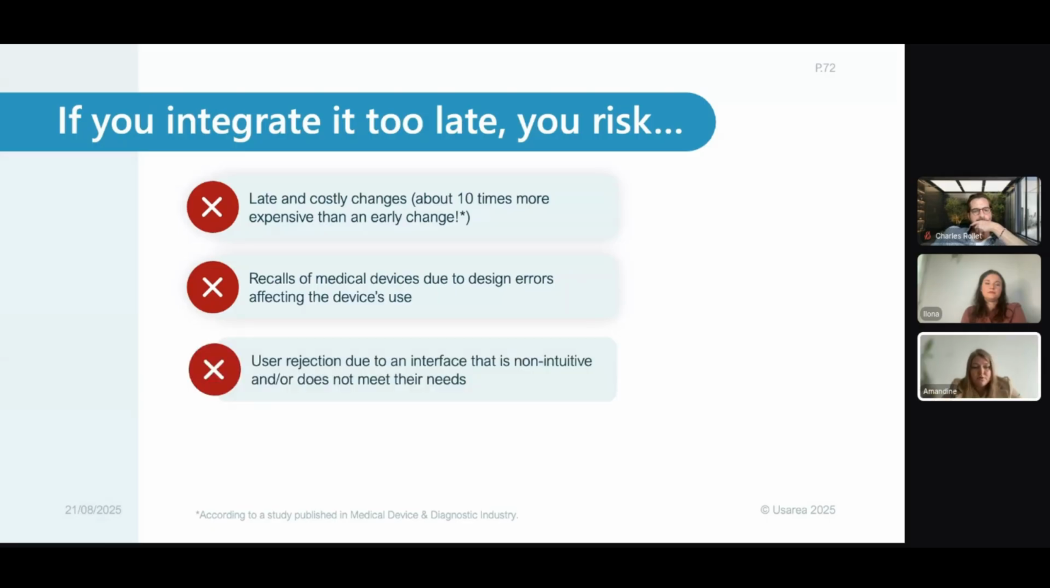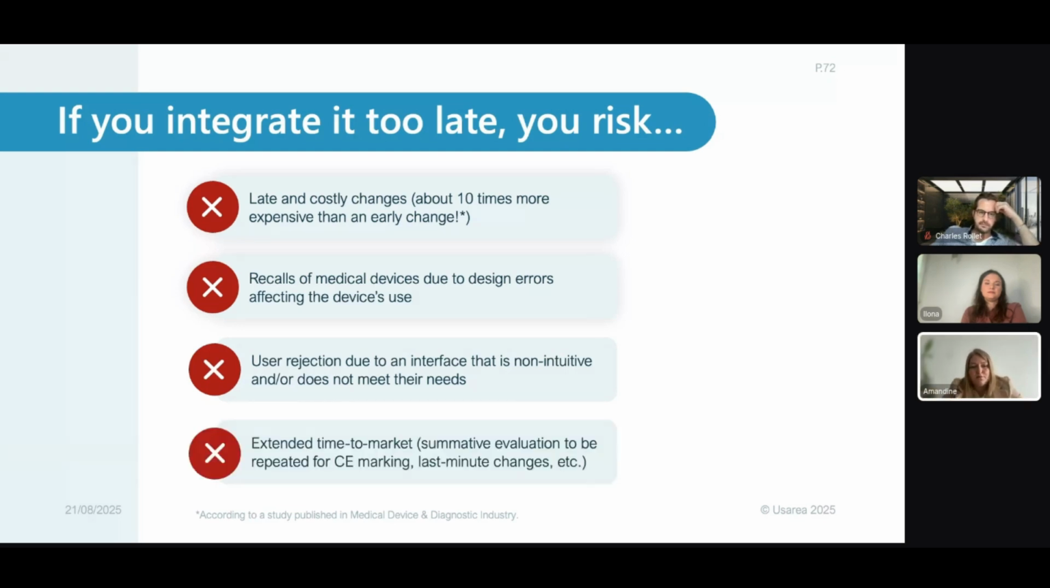Also, a user rejection due to an interface that is non-intuitive or does not meet their needs, because even if your device is really safe to use, maybe it's not pleasant to use and people won't use it or won't buy it. And you risk an extended time to market, because if you perform a first summative evaluation and the results are wrong, you have unacceptable risk, you have to make modifications and redo a new summative evaluation. You will lose about 3 or 4 months, or 6, and you will lose money and time.